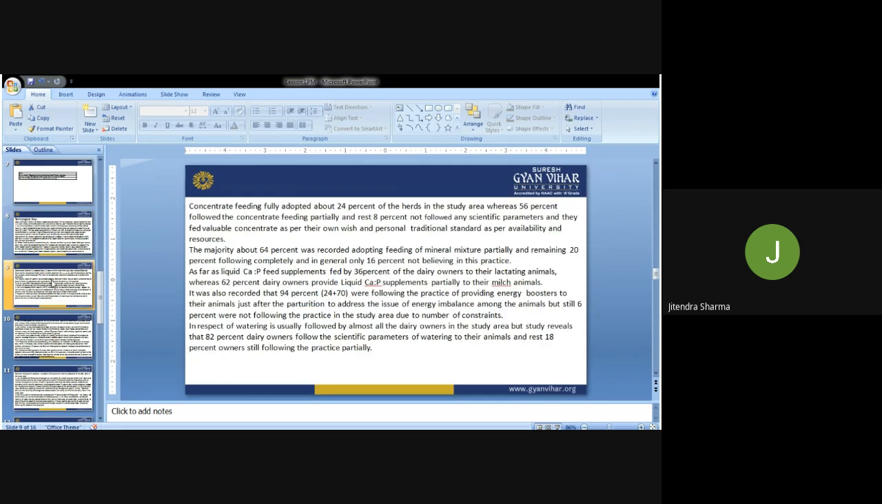Then concentrate feeding is fully adopted by 24% of the herds in the study area, whereas 56% followed it partially, and the remaining 8% did not follow any scientific parameter and fed concentrate as per their own wish and personal traditional standard, according to availability and resources. The majority, about 64%, was recorded adopting mineral mixture feeding partially, and the remaining 20% following completely. In general, only 16% do not believe in this practice, because they don't have the information.